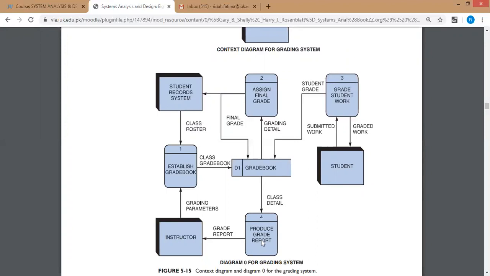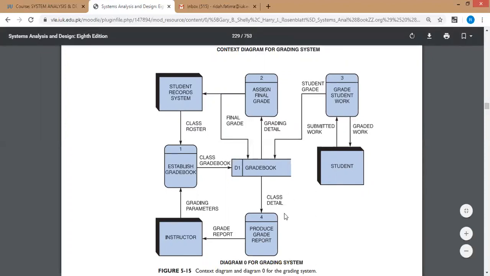Similarly, over here, when you talk about the grade book, it will have the following sub processes. You need to establish a grade book, you need to assign grades, you need to grade student work, and you need to produce the final report of those assigned grades. This is explained in level 0.